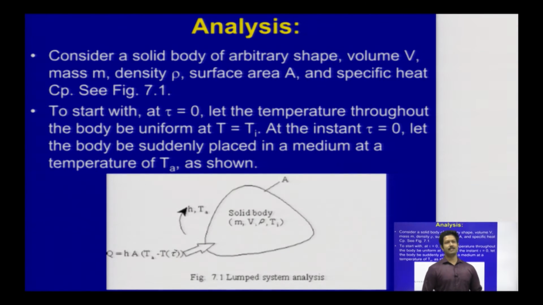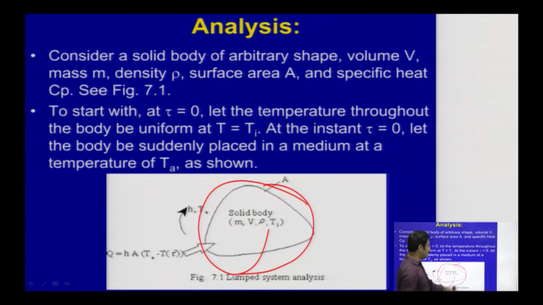Lumped analysis. Consider a solid body of arbitrary shape, volume V, mass m, density rho, surface area A, and specific heat Cp. This is the figure to be understood. This is any particular object, and these are the properties like m, V, rho, and T. To start with, at the initial time, that is tau equals 0, when you start the timer, let the temperature throughout the body be uniform at T equals Ti.